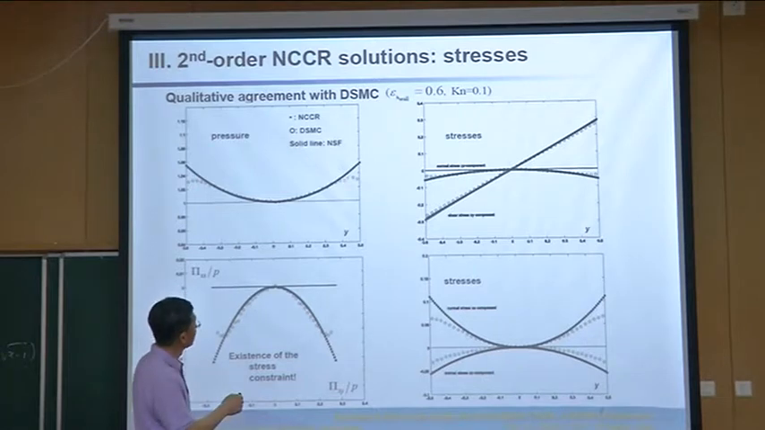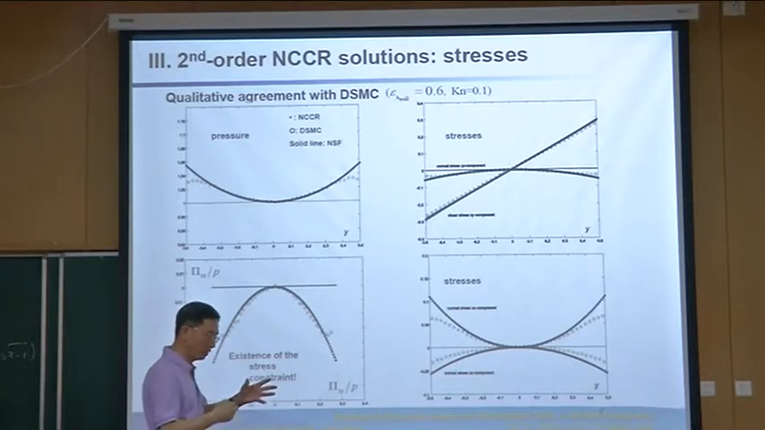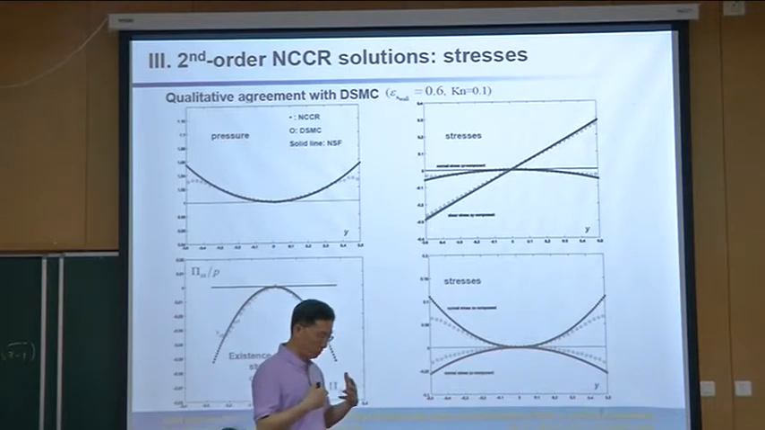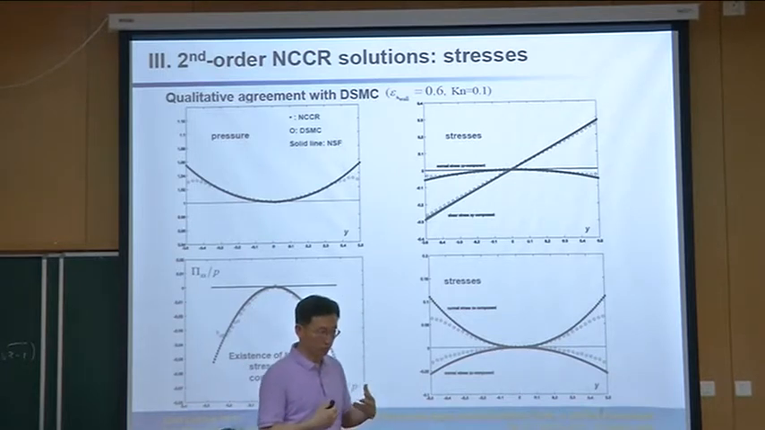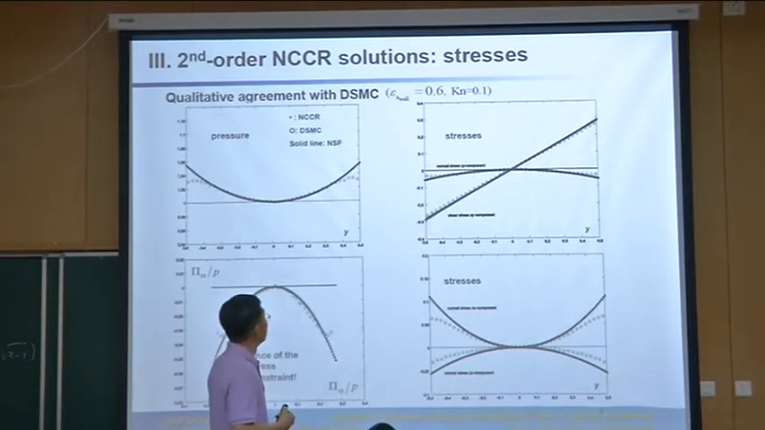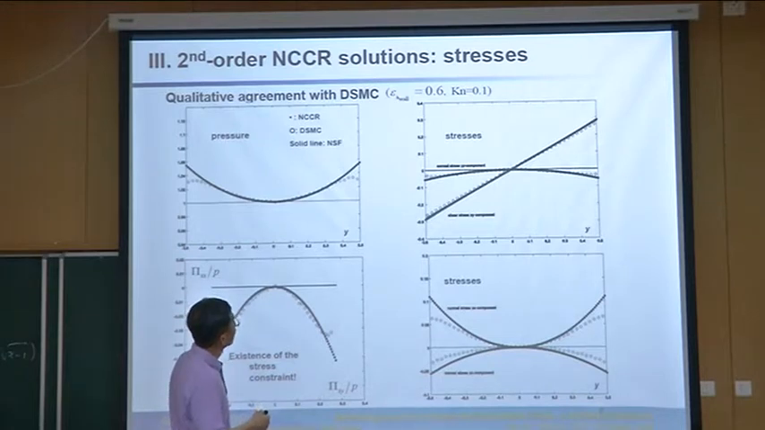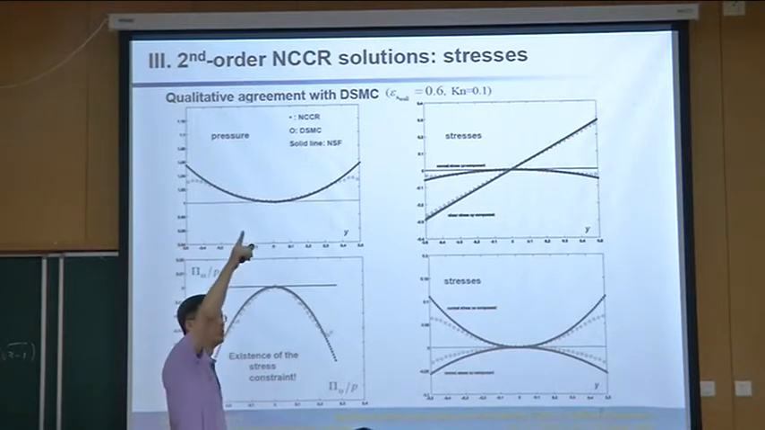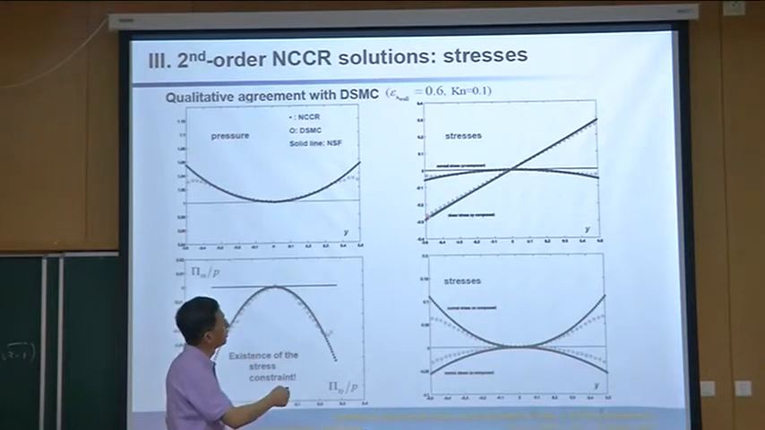But why do we have this kind of thing? It's somehow near the wall. The post-processing of the density is maybe not right. That's the reason. And therefore, the stress, let's say this is shear stress. Remember, in the NCCR solution it is a tangent. The tangent function looks like this, nearly linear.